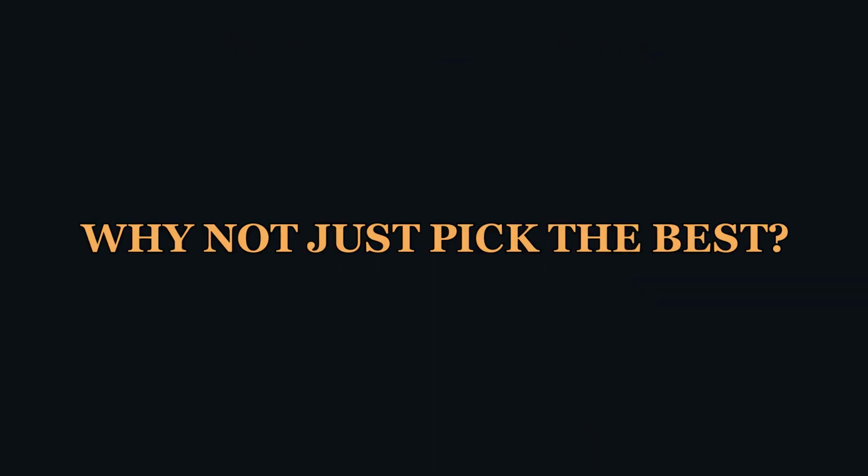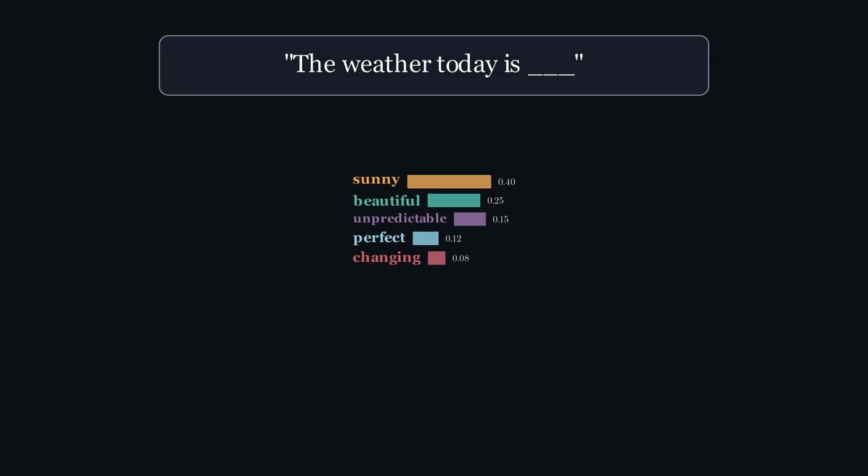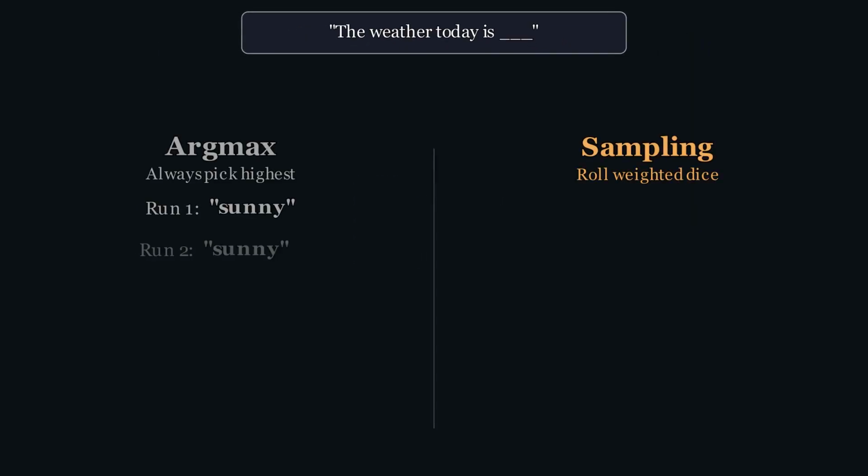If Softmax gives us probabilities, why not just pick the word with the highest probability every time? Consider the prompt: the weather today is blank. Sunny has 40%, beautiful 25%, unpredictable 15%. With argmax, you always pick sunny. Run it 3 times. Sunny, sunny, sunny. The same input always produces the same output.